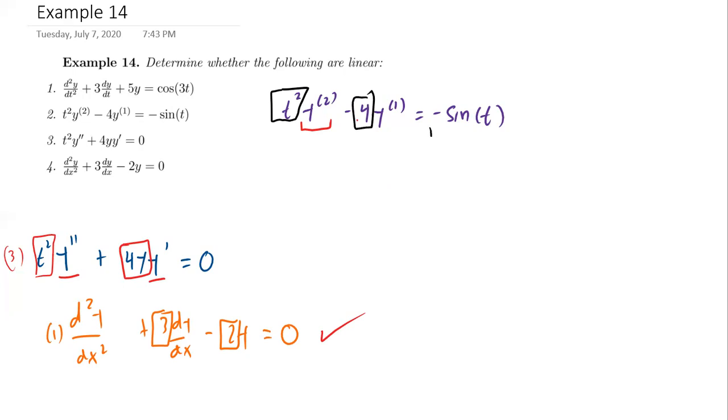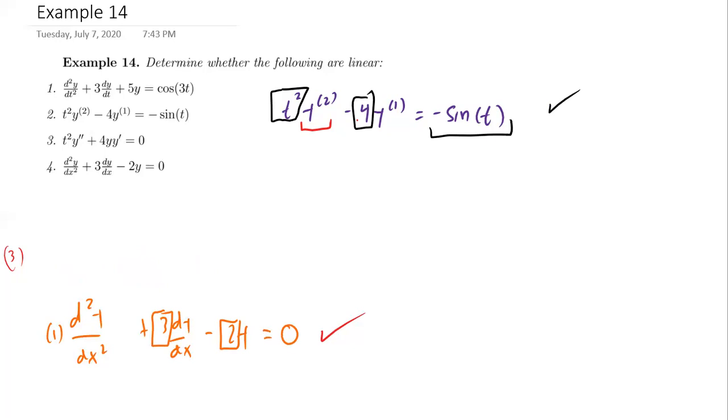Finally, look at everything that is not multiplied by a derivative of y. Is it an expression only involving t's or constants? Yes. Then you're good. This is linear. That's basically what you do. You check each derivative and then check everything else that is not multiplied by a derivative. So for example, let me rewrite this one here because there's some writing from before.